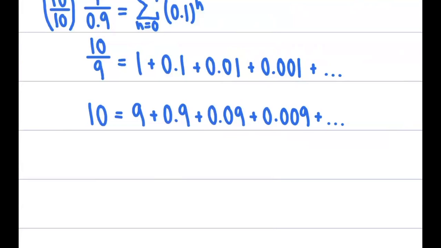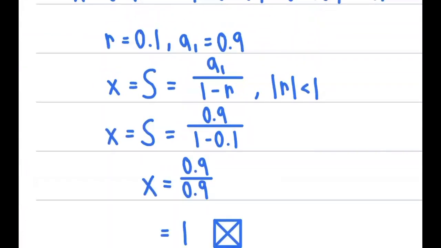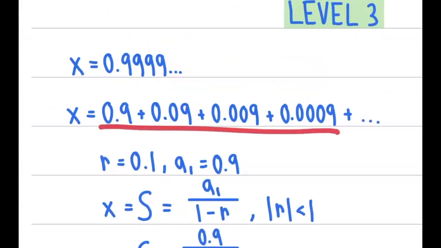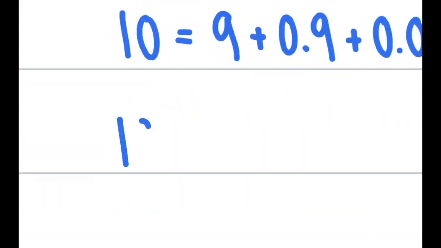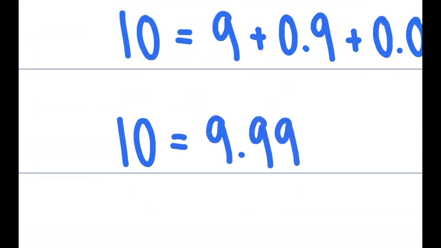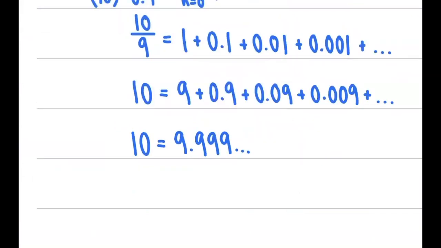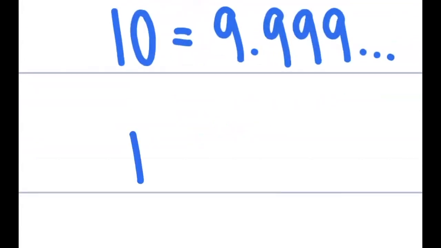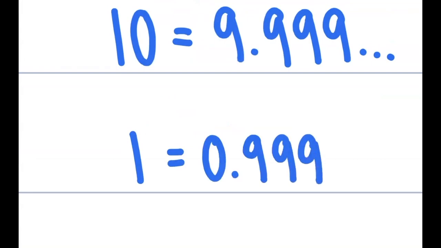We saw this earlier: 0.9 plus 0.09 plus 0.009 is the same thing as 0.9 repeating. So this is just 9.9 repeating. And if I subtract 9 from both sides, you end up with 1 equals 0.9 repeating.